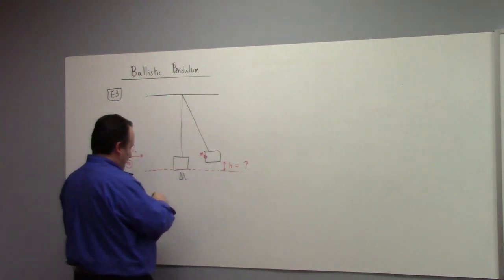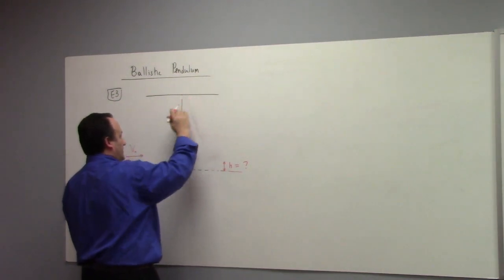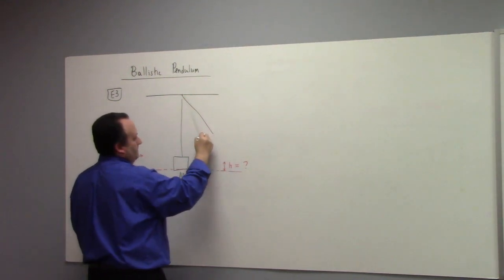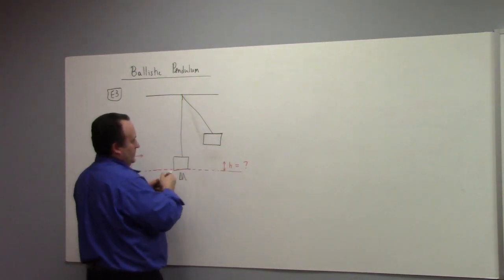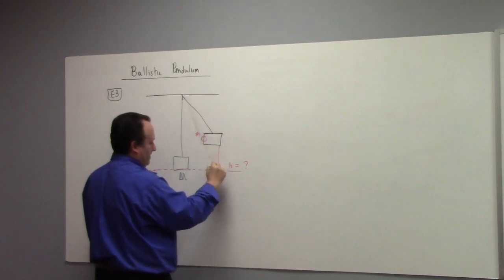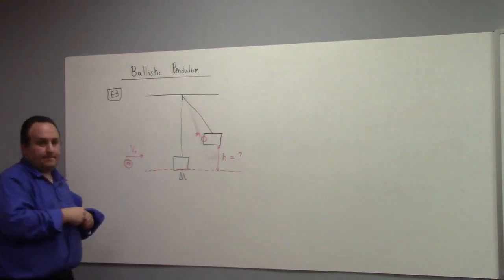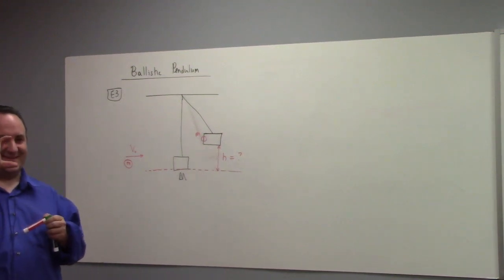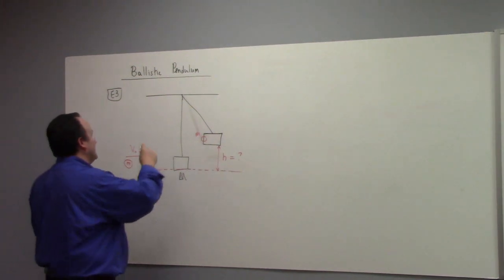If that makes sense. I can draw it more. Let me draw it more exaggeratedly so you can see it better. Let's suppose it swings all the way up here. So my bullet's embedded, right? How high does the pendulum swing? All right? You say that far? Sure, why not?